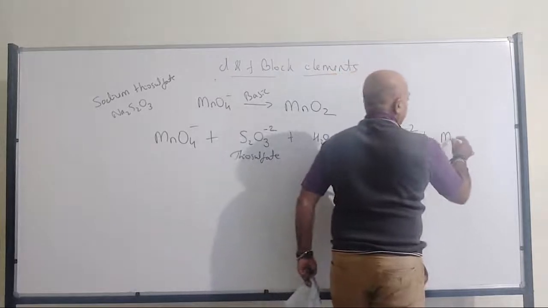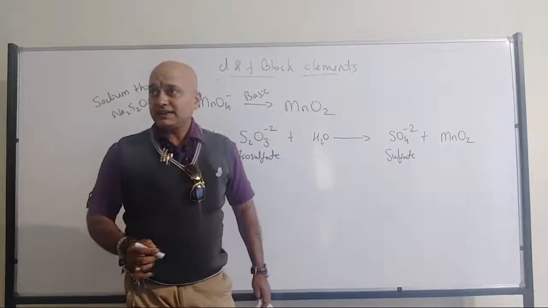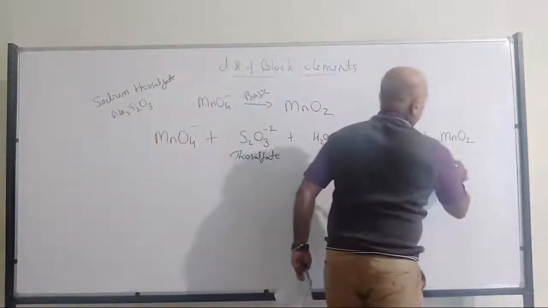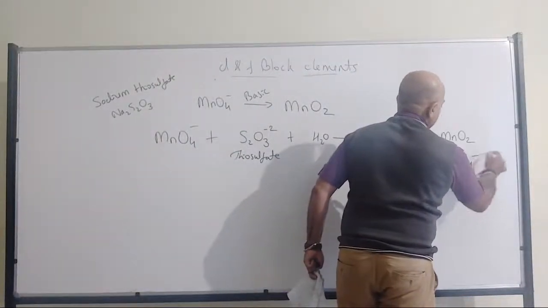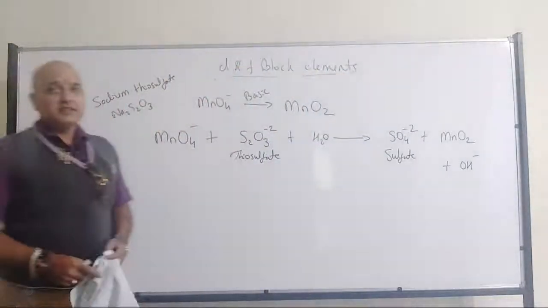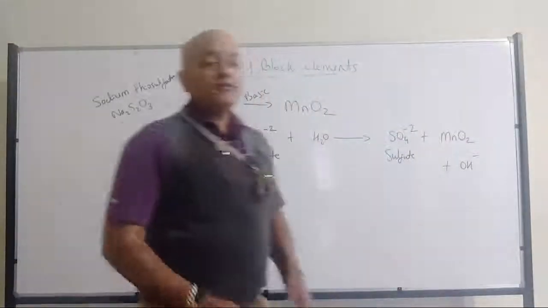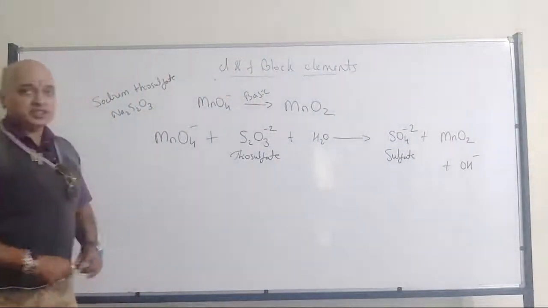What should be another product? Another product will be manganese dioxide. What will be the other one? That is hydroxyl ion, because to balance the hydrogen. Right? So unless we have water and OH minus, we cannot balance these equations.